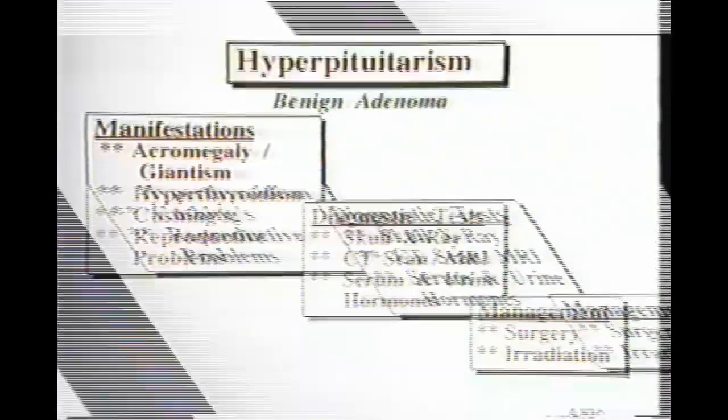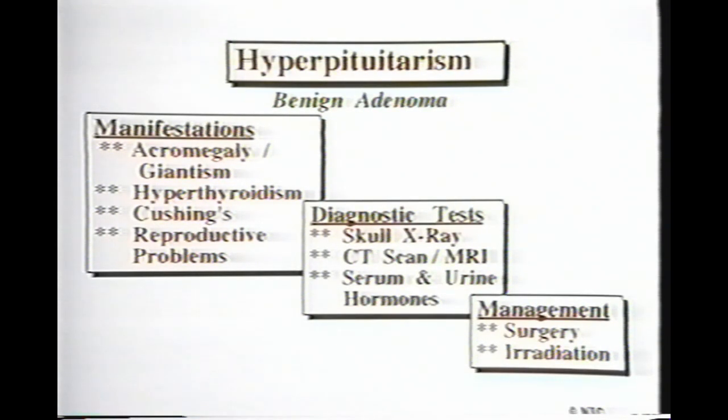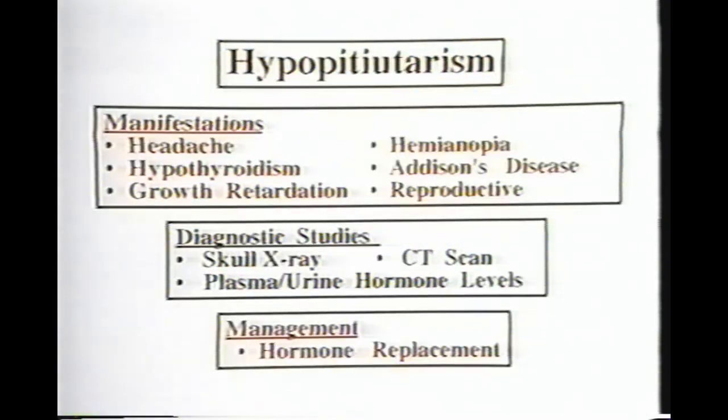To diagnose this condition, the nurse would expect that the patient would undergo procedures to find the tumor. So that would be skull x-rays, CAT scans, MRIs to physically see evidence of tumor. One would also expect blood and urine tests to pick up evidence of increased secretion of hormones. The management of this is either to irradiate the tumor and shrink it and/or surgery. And we'll talk about surgery in a few moments.